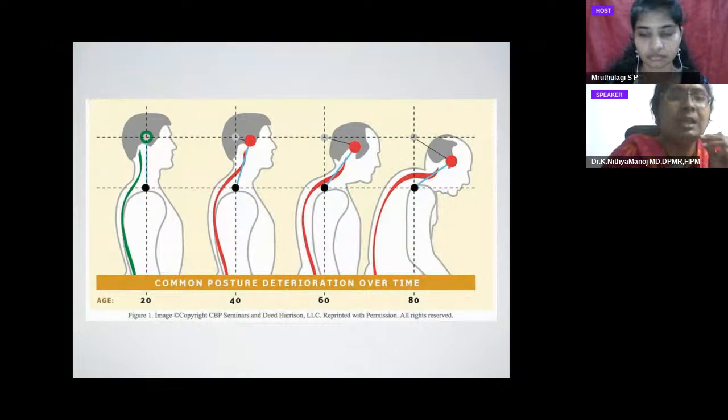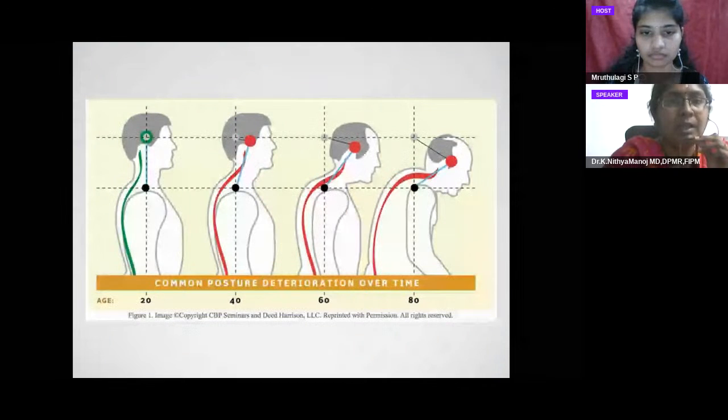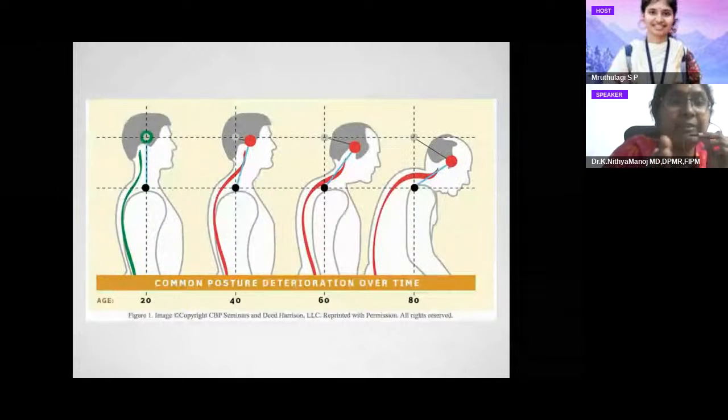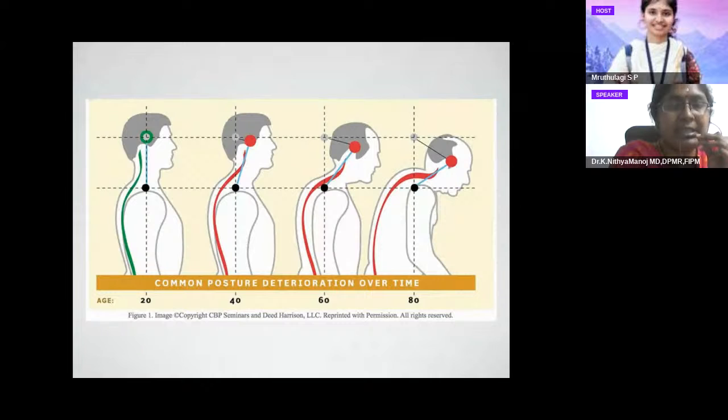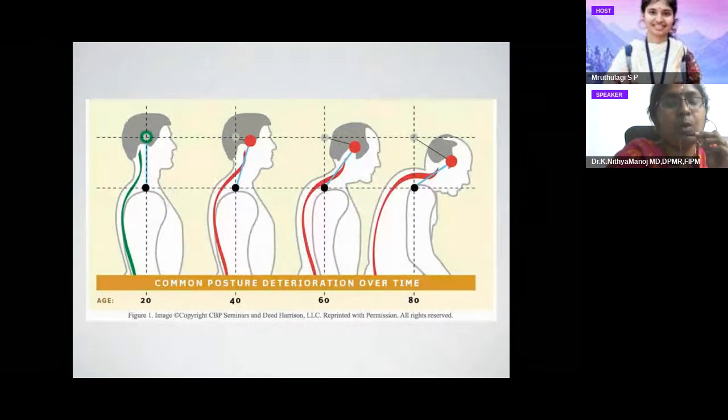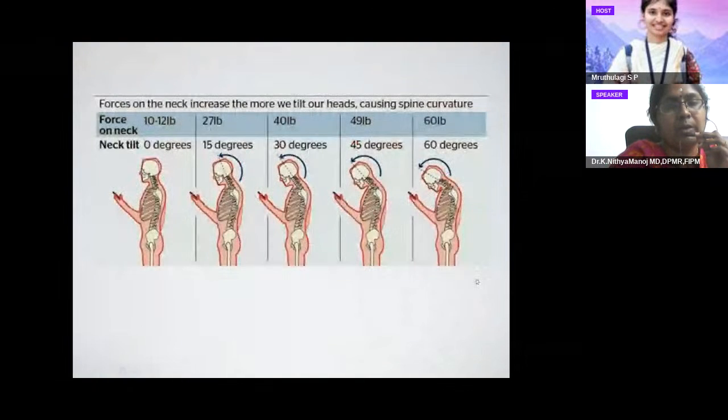So this slide shows the normal degenerative changes over time with different ages. The first one is 20 years, 40 years, 60 and 80 years. But mostly because of this posture, patients end up in this posture of 60 years very early due to occupational injury. Next slide. So what is wrong for more than the muscle strain?